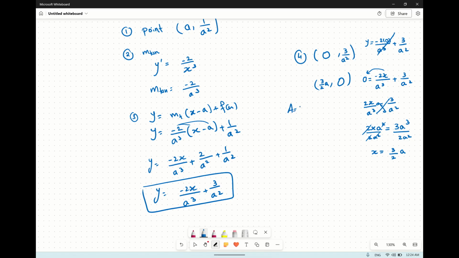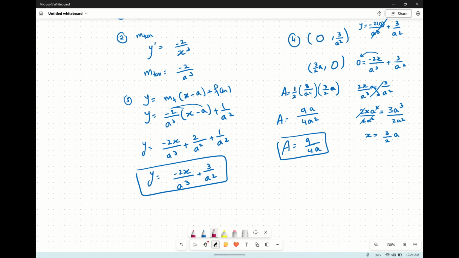Now the area will be half the base times the height. So now this is going to be 1 times 3 times 3 over a, which is 9a over 4a squared. Now if I simplify, one a up, one a down, what will be? 9 over 4a. So this is the area.